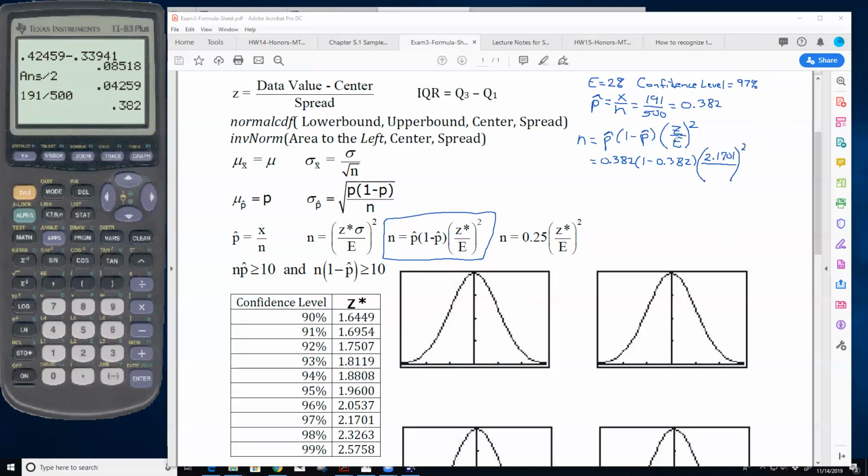Okay, now we got to put in the margin of error E. Now, what have you heard me tell you about whenever you're given a value as a percentage? Is there something I need to do to this before I ever put it into a function on my calculator or into a formula? Hopefully you remember that if I'm given it as a percentage, I have to write it as a decimal.